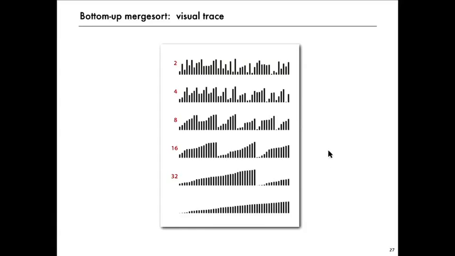Whatever the size, bottom-up merge sort gets the job done in log n passes, each pass using about n compares for a total cost of about n log n.